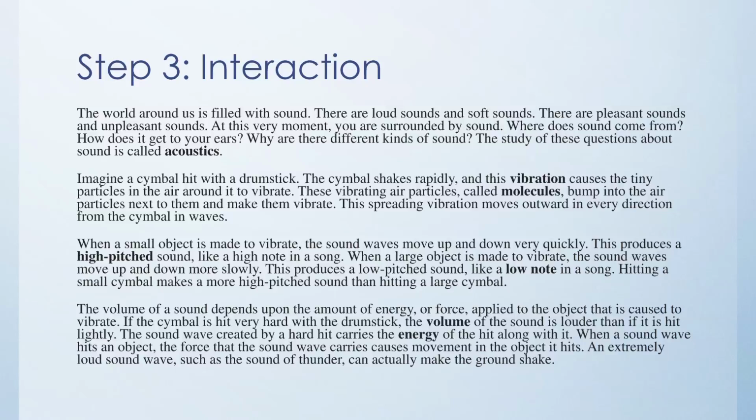When a small object is made to vibrate, the sound waves move up and down very quickly. This produces a high-pitched sound, like a high note in a song. When a large object is made to vibrate, the sound waves move up and down more slowly. This produces a low-pitched sound like a low note in a song. Hitting a small cymbal makes a more high-pitched sound than hitting a large cymbal.